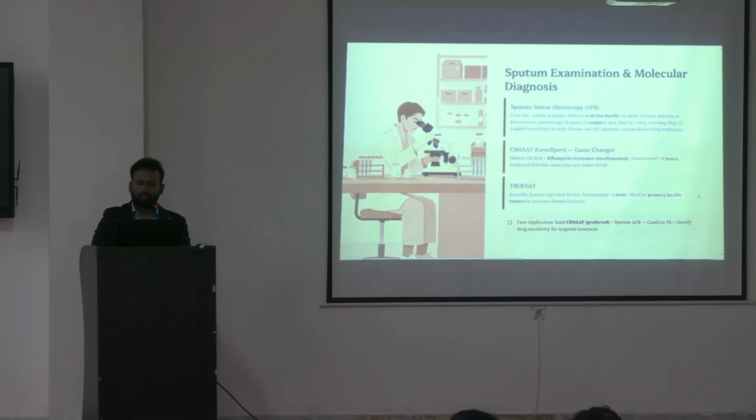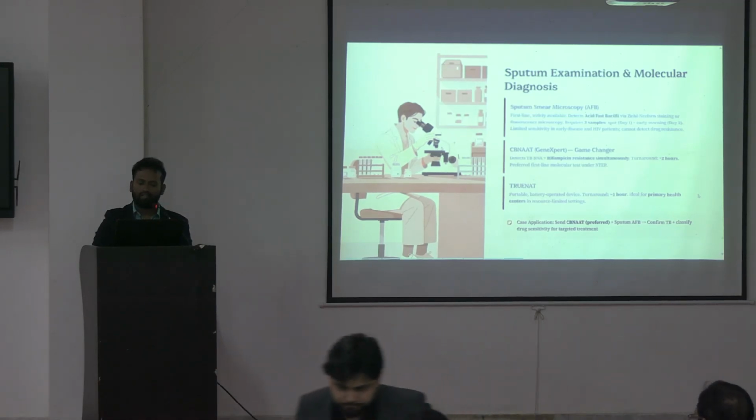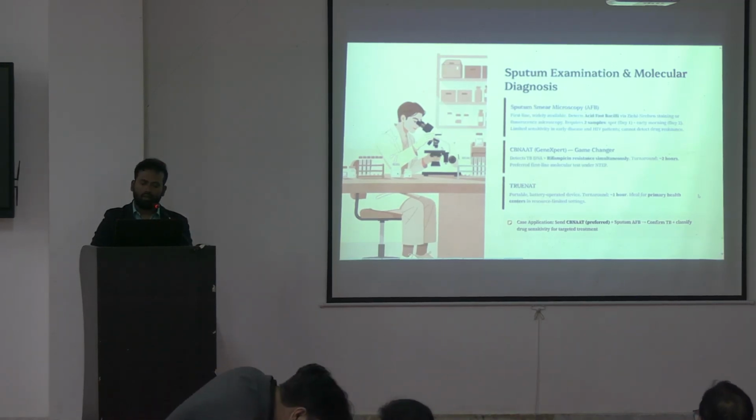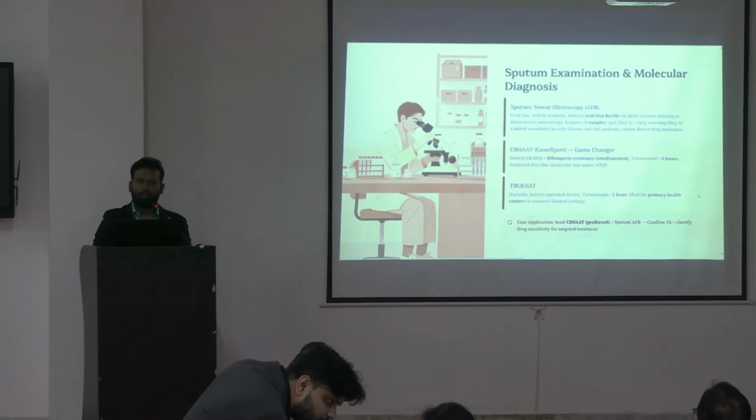Culture is considered the gold standard, but it is a very lengthy process. We can also do CBNAAT, which can detect TB DNA and rifampicin resistance simultaneously, and it can give the result within 2 hours. And we can also do TrueNat, which is portable and battery operated, and especially ideal for primary healthcare centers.